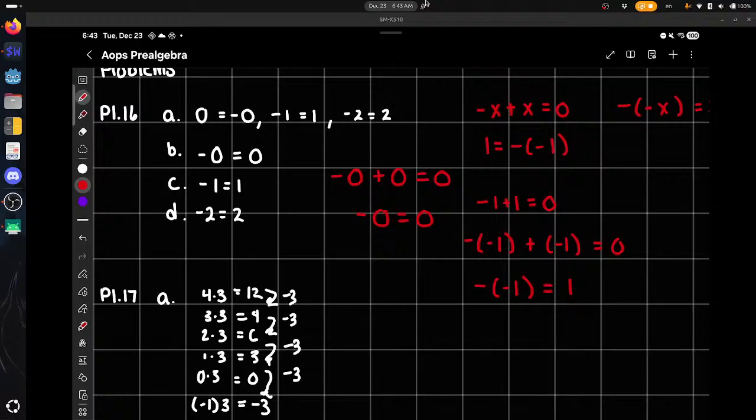Yep, that's what we have. They've just concluded the same thing, that the double negation of 2 is really just 2. Makes perfect sense.